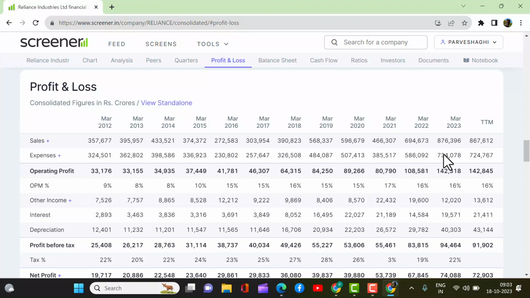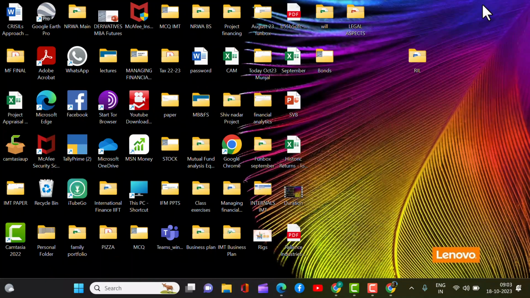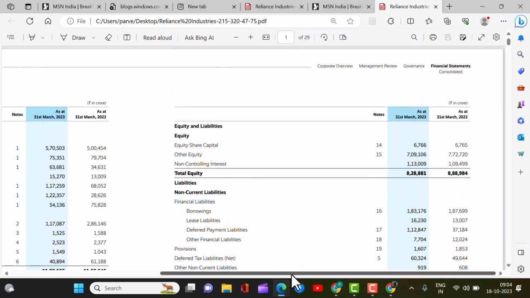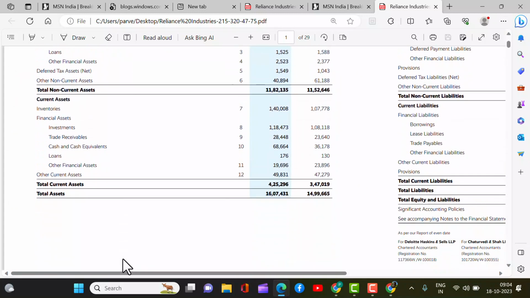Okay. But if you look at the balance sheet of Reliance, it tells you that number is 9 crore 74 lakhs. Okay. So you have to go to the balance sheet. So I'll take you to the balance sheet also. Like for example, you go to the balance sheet of Reliance. So if you go to the balance sheet of Reliance, which is there again in the Excel sheet, in the annual report, which I'll share with you. I have not shared this with you.